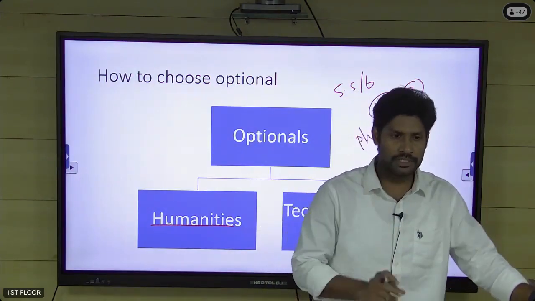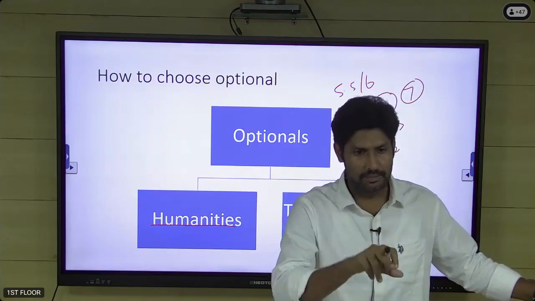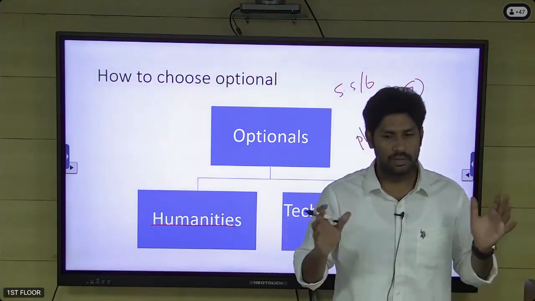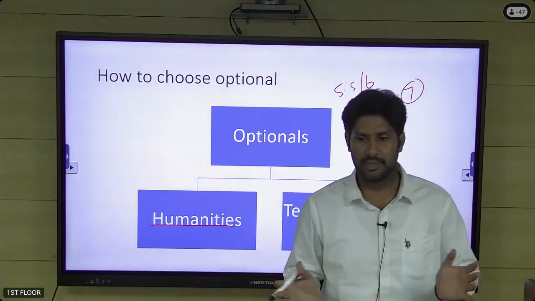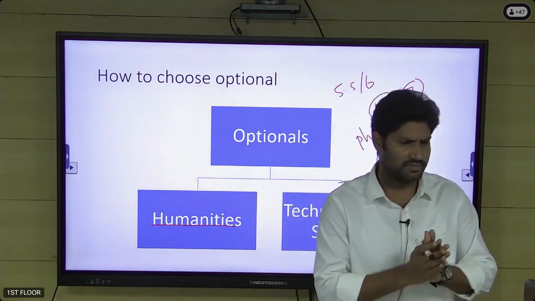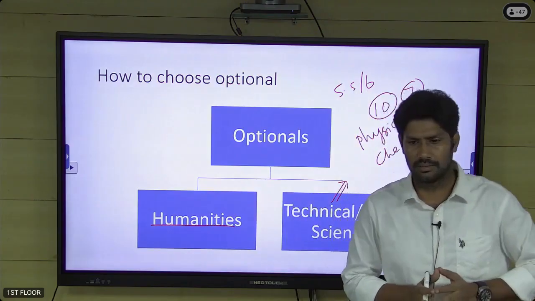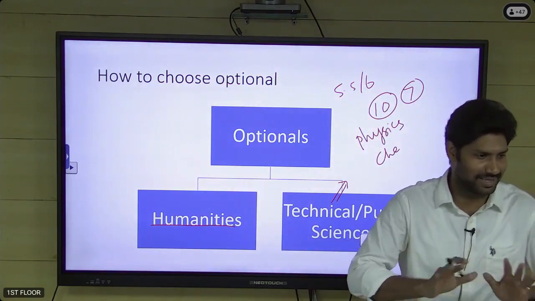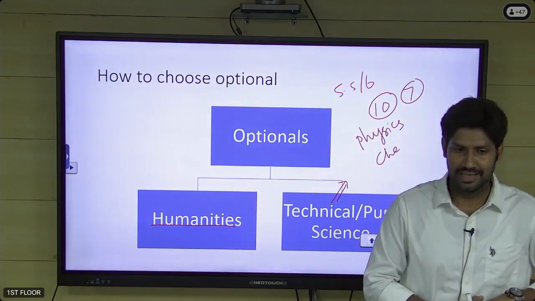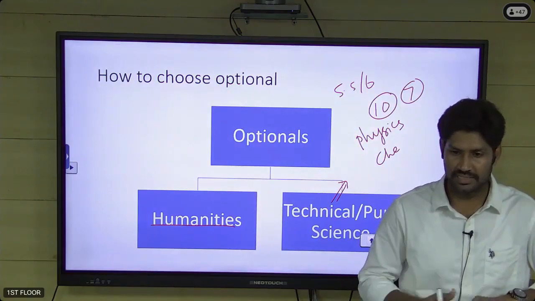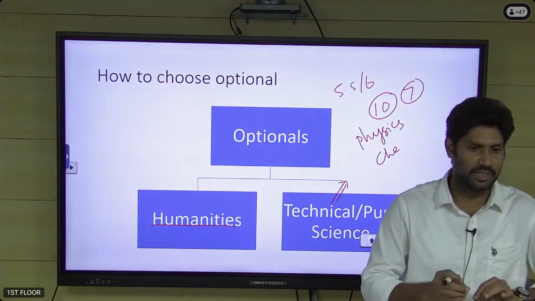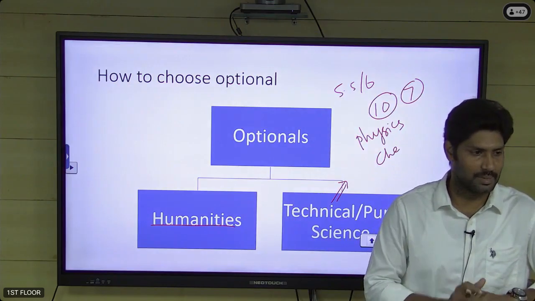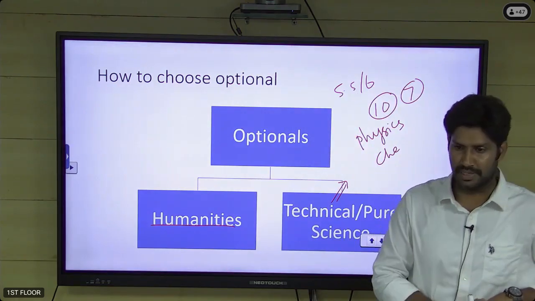Even in the 20-mark question, they ask 2-3 questions in a single question. The questions are split, so they compile them and try to cover all the areas in a particular syllabus. Anyhow, for any optional, there is no easy optional or difficult optional in the UPSC. No such thing. Every optional has its own merits and demerits. So for every optional in UPSC, if you choose any optional, you have to complete the syllabus. Syllabus completion is a must.